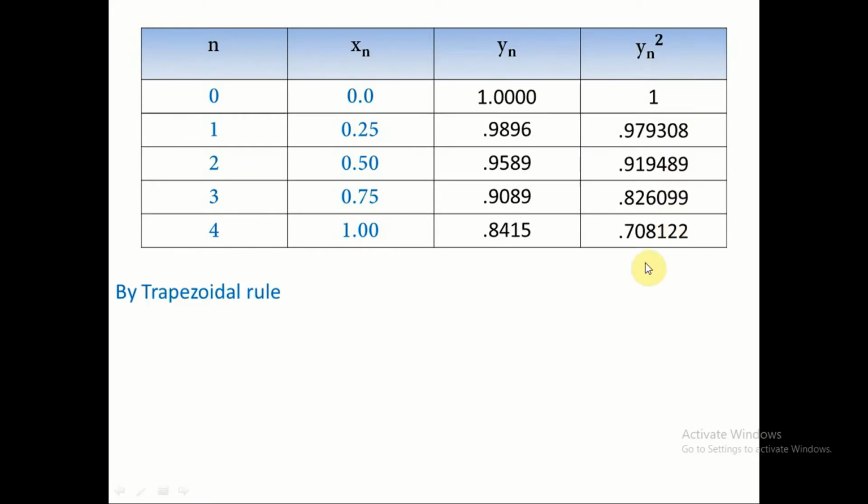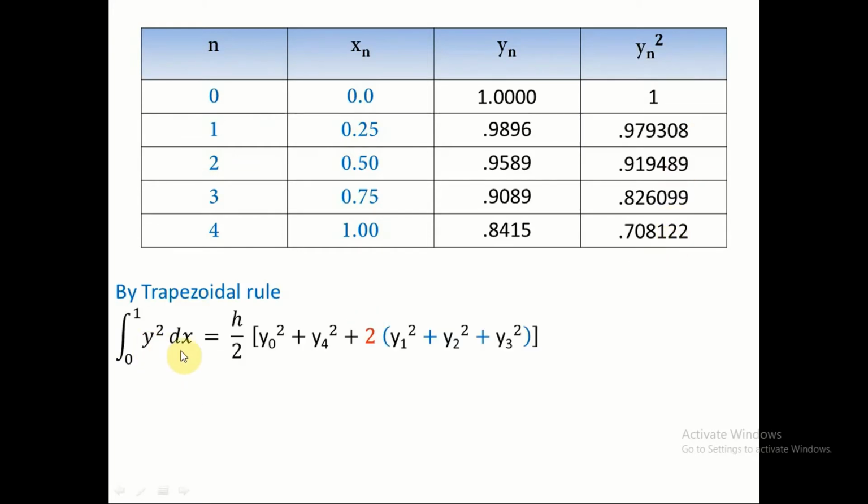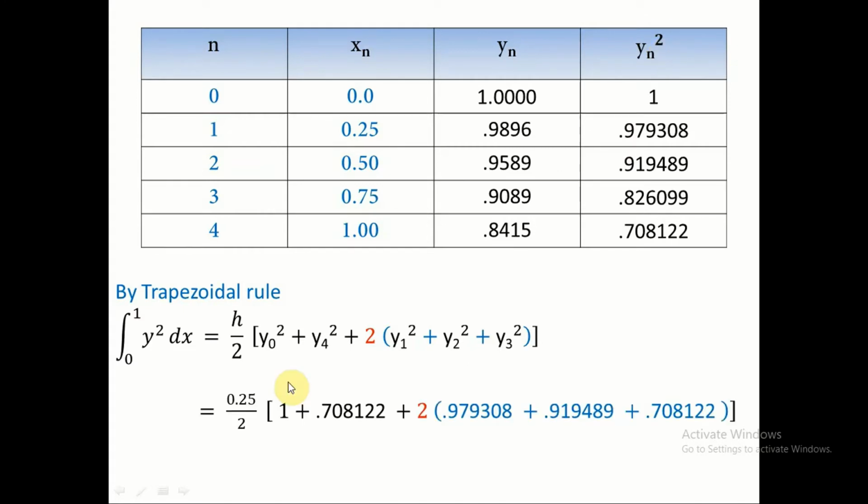So we can write the trapezoidal rule. Integral 0 to 1 y square dx equals h by 2 into y0 square plus y4 square plus 2 into y1 square plus y2 square plus y3 square. We take these square forms since the integrand function is yn square. Now substituting the values of h, y0, y4, y1, y2 and y3, we get this step, that is equal to 0.89474.